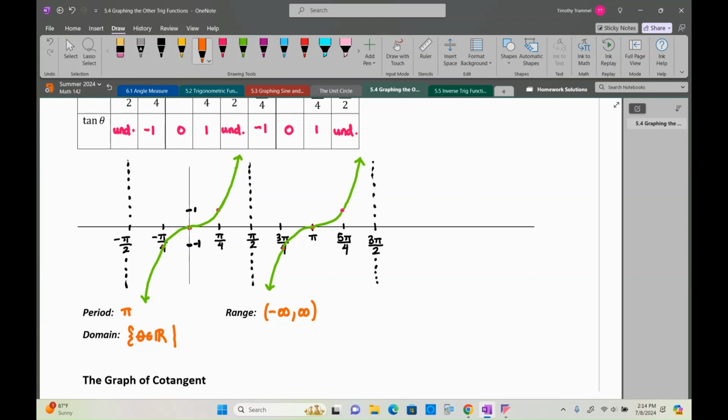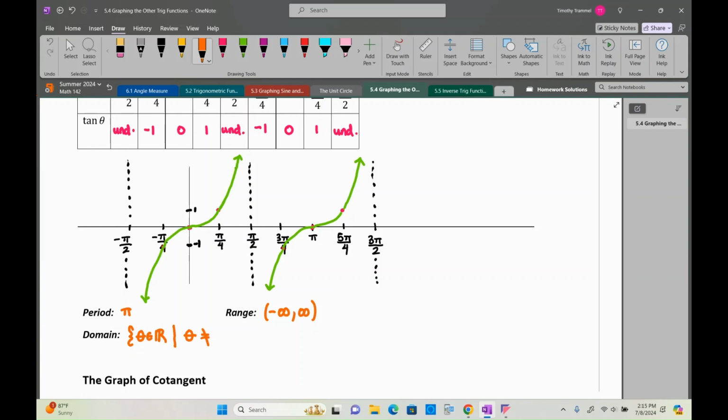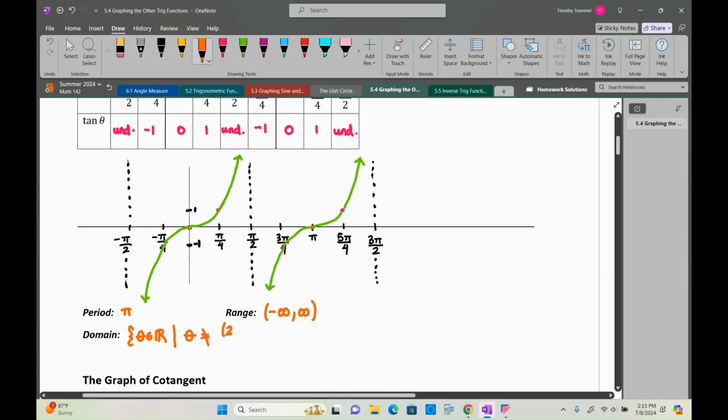And then that vertical bar I just put in there means such that. And so we're going to want theta to be equal to anything other than those values where we have the vertical asymptotes. Those are not part of the domain. So we want theta to not be equal to any odd numbers times pi over 2. You'll notice that we have minus pi over 2, pi over 2, 3 pi over 2. The next one will be 5 pi over 2, then 7 pi over 2. So yeah, we just want to exclude all of the odd multiples of pi over 2.